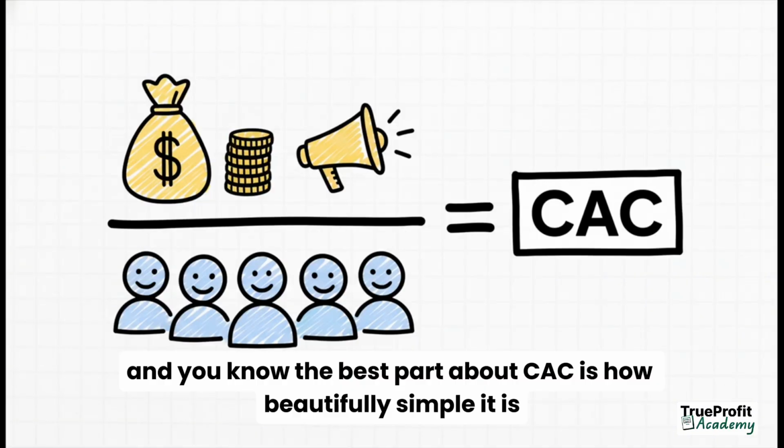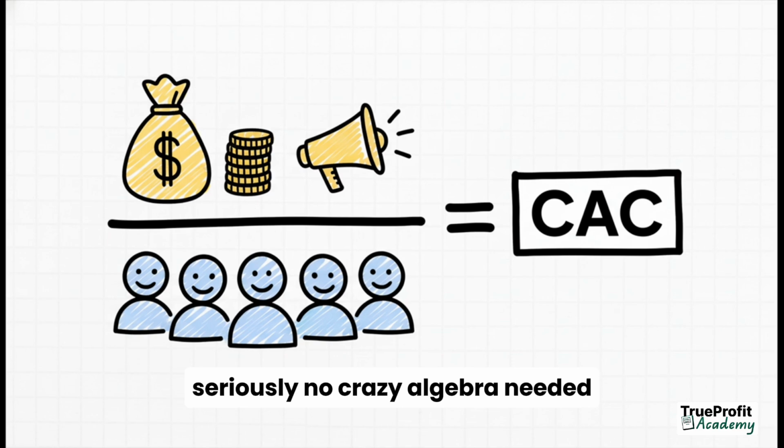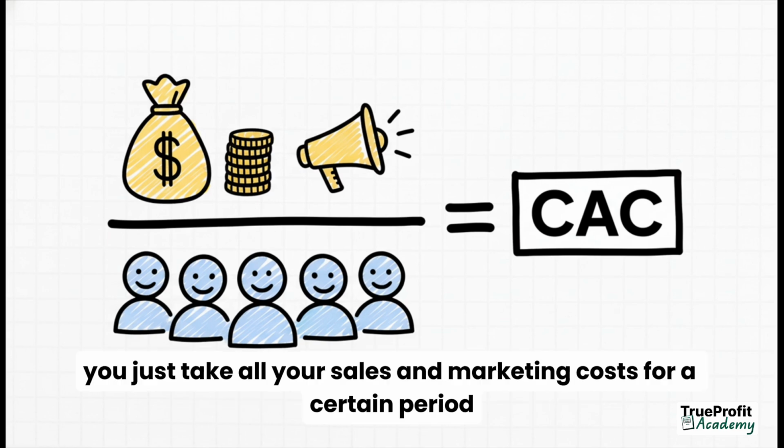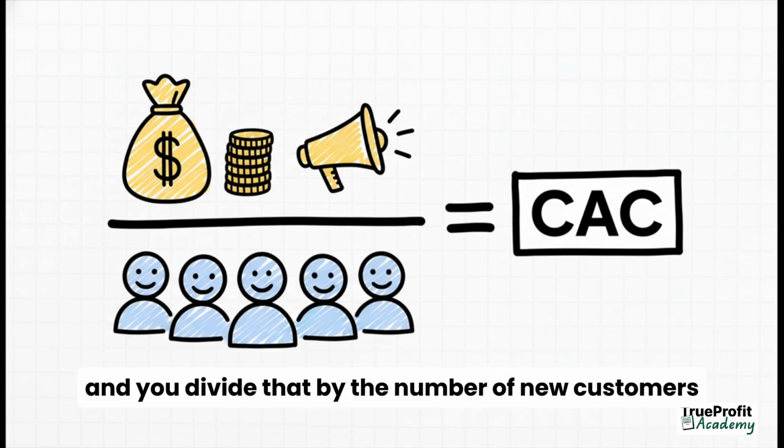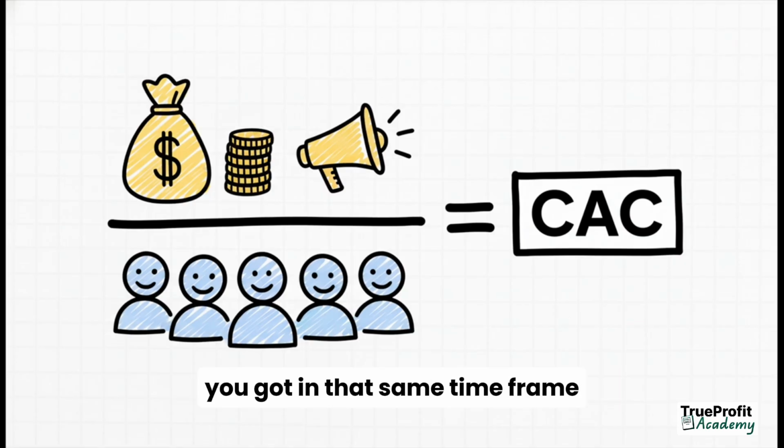And you know, the best part about CAC is how beautifully simple it is. Seriously, no crazy algebra needed. You just take all your sales and marketing costs for a certain period, and you divide that by the number of new customers you got in that same time frame. That's it, just clear, actionable math.